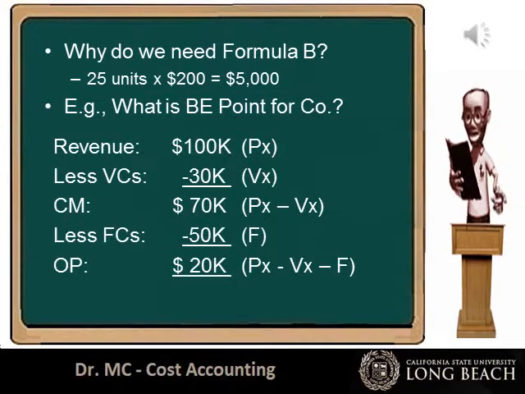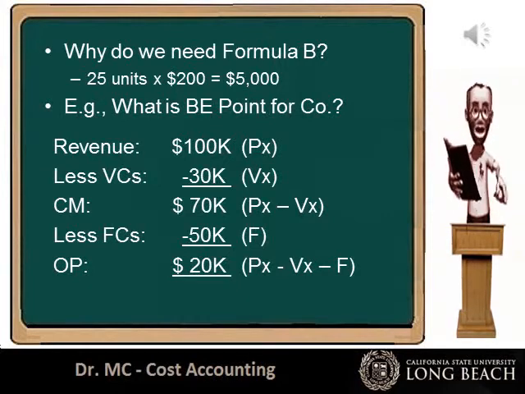Using Formula A, we knew that we needed to produce and sell 25 units in order to break even in our example, and we knew that one unit sold for $200. If we multiplied the 25-unit break-even point by the $200 price, we could have derived the $5,000 break-even point without using Formula B. So, why do we need to use Formula B? The reason why we derived Formula B is that there are situations where you cannot use Formula A, but you can still use Formula B.